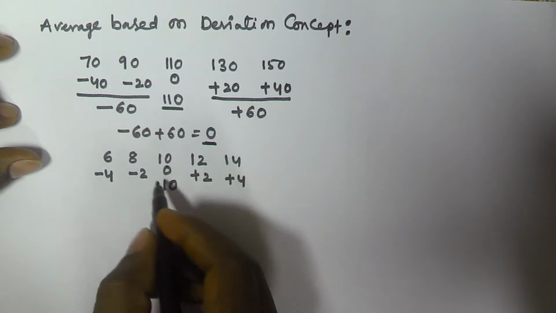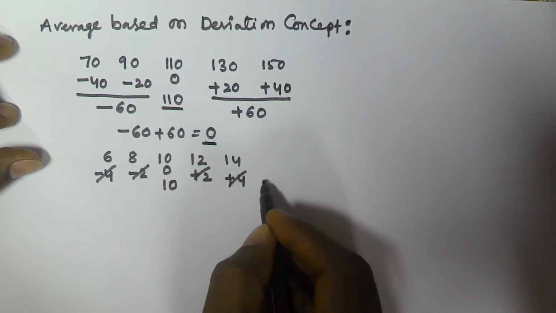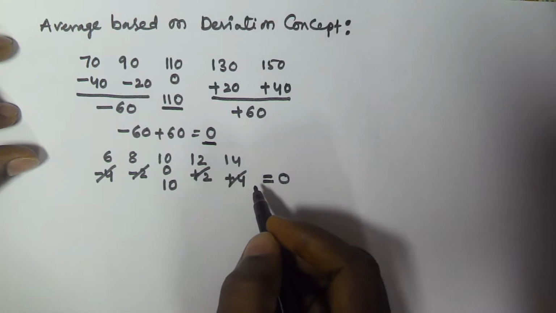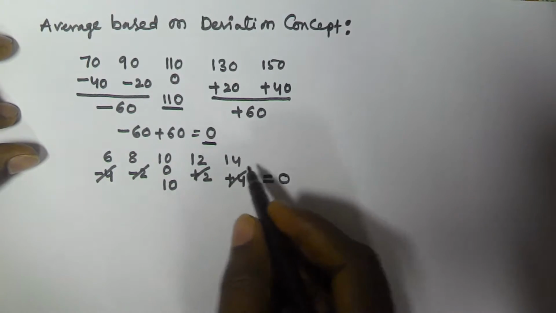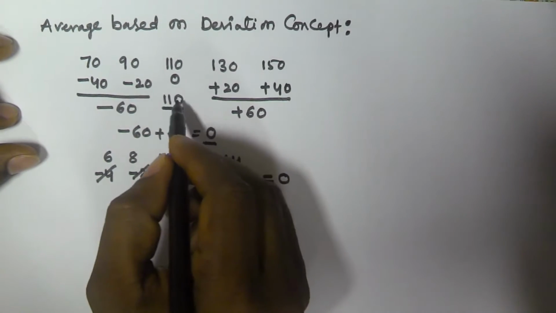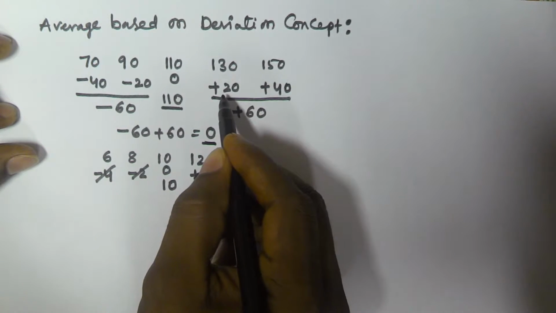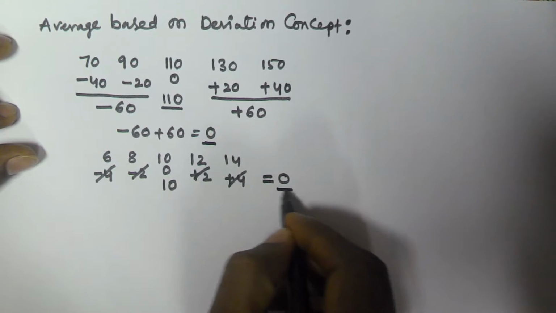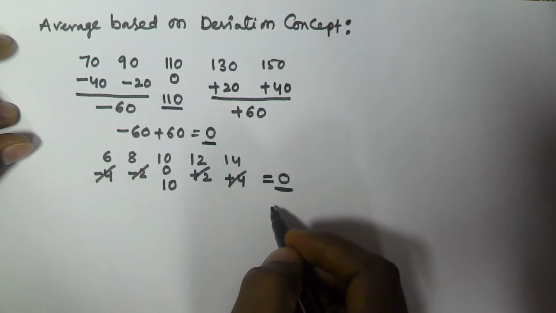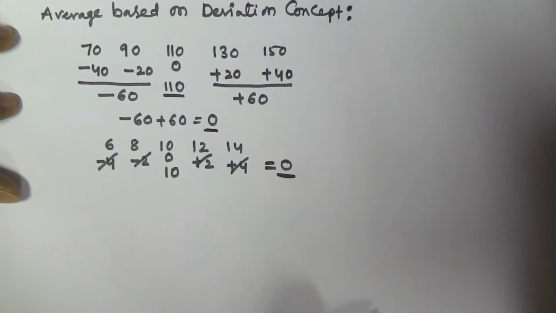So the sum of all deviations: minus 2 plus 2 cancel, minus 4 plus 4 cancel. So the sum of all the deviations is equal to 0. You have to remember that the average of given numbers makes negative deviation and positive deviation, and the sum of negative and positive deviations is always going to be 0. Now let's solve a problem based on this concept.